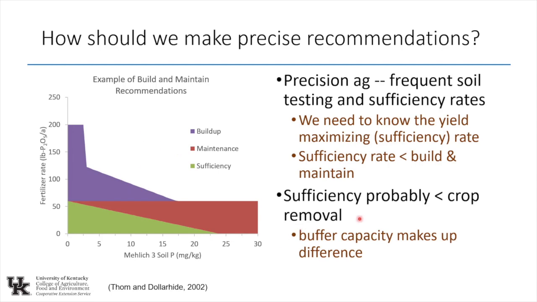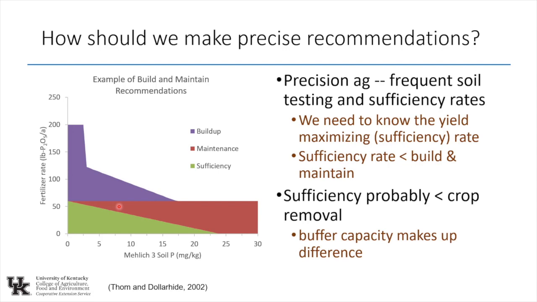Since sufficiency is probably less than crop removal, from a philosophical standpoint, the right thing to do with precision ag might be to fall somewhere in between sufficiency and crop removal. Of course, this is somewhat of a moot argument since we don't have publicly available data on what the sufficiency rate is. Again, like I said, we're working to correct that.